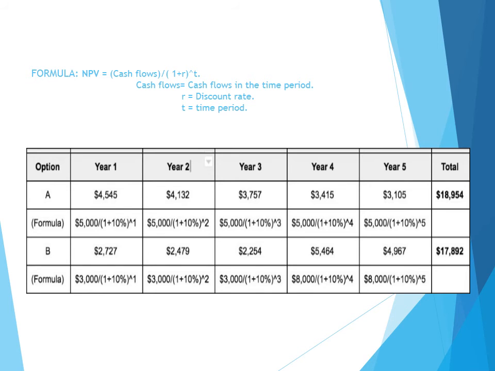But for option B, we can see here that for the first and second year, the cash flow invested is 3,000, and for the rest of the years the cash flow will increase to 8,000 per year.